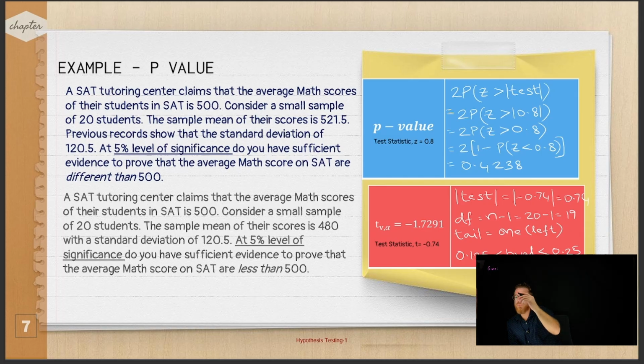So first things first, we have a small sample of n equals 20 students. We have a sample mean of x bar equals 521.5. We have a known from previous data, meaning we didn't calculate it ourselves, standard deviation, meaning it's sigma, which is equal to 120.5. And then we're testing this at an alpha equals 0.05 level of significance. Now we're going to write our hypotheses.